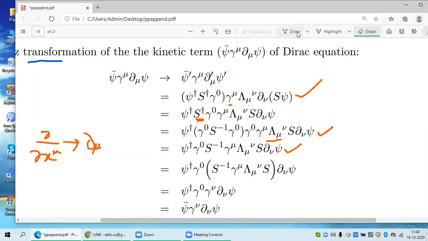Now you see, any questions up to this line? Just look at these calculations. Any question regarding calculations?